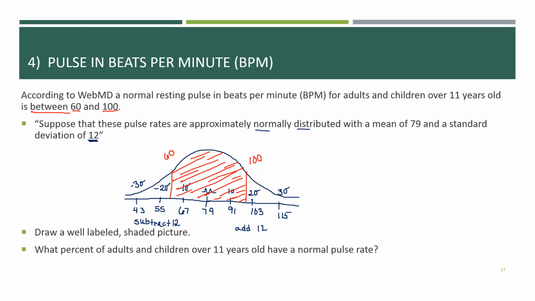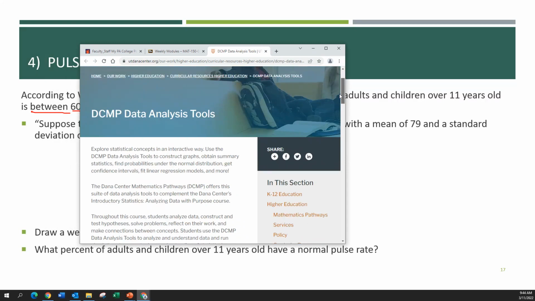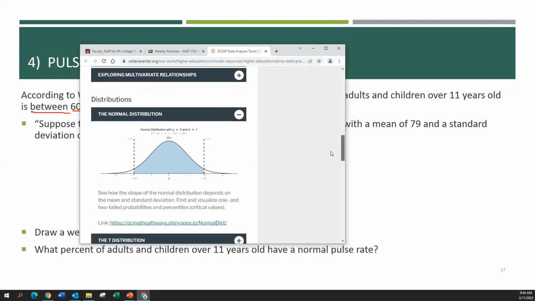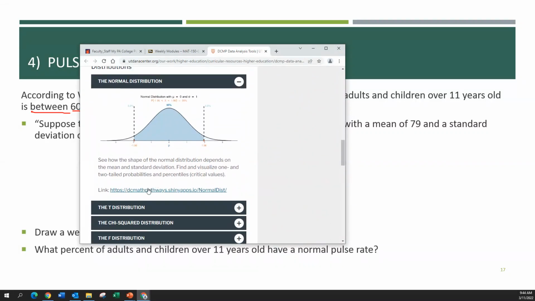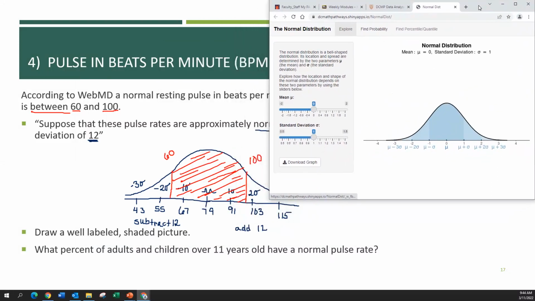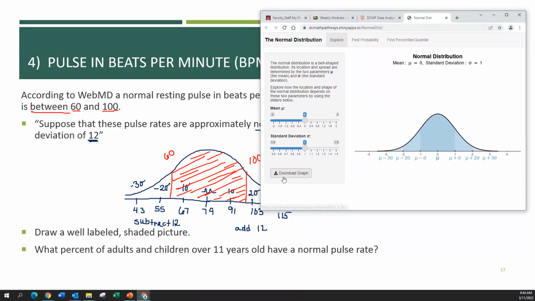So we are going to use technology to do the figuring out. I'm going to pull in my app that does this for me. I got to this app by going from Blackboard to this list of apps from the Dana Center, and I scroll down until I get to distributions and the normal distribution and click on the link for my app. I'm going to pull this over to the side so I can see what's on my PowerPoint as well as what's on the app.